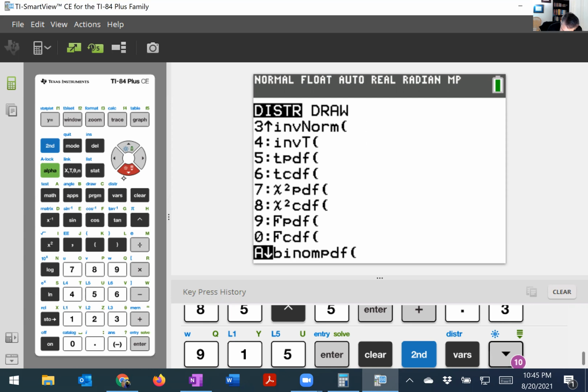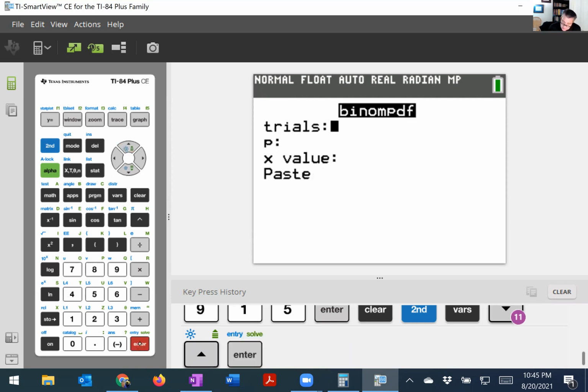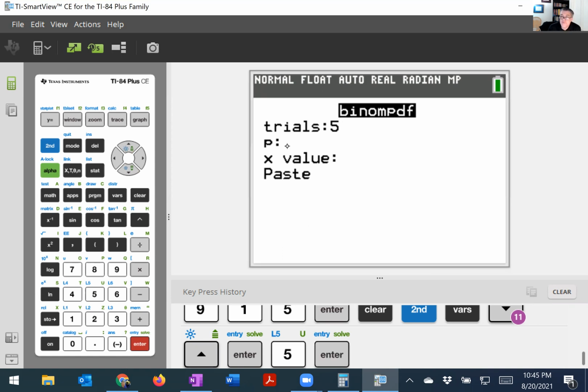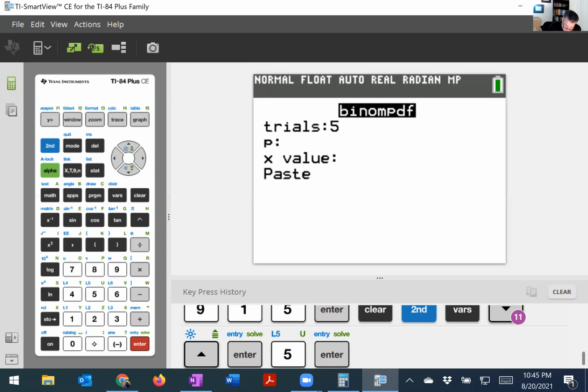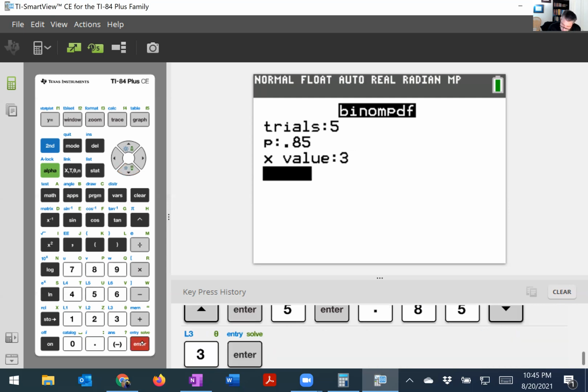to binomial PDF. If I want exactly three, then I use the PDF here. I hit enter, and it asks how many trials I have. That's what n is. N is the trials. That's 5. What's the p-value? What's the probability of a success? That was our 0.85. And what's the x value? The x values are the numbers of successes. That's 3. And so all I do is paste that.